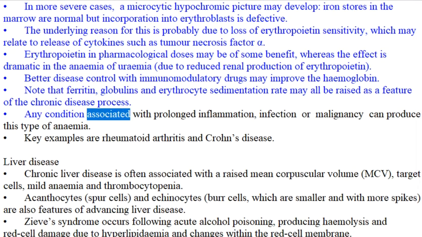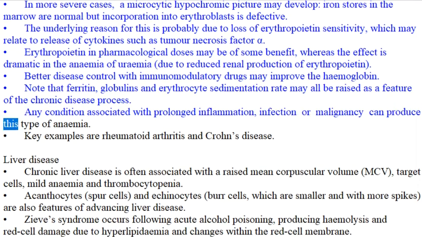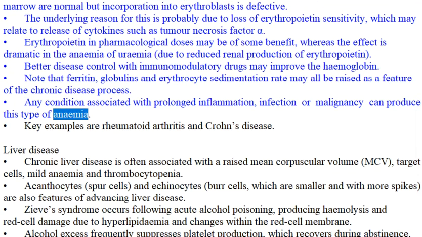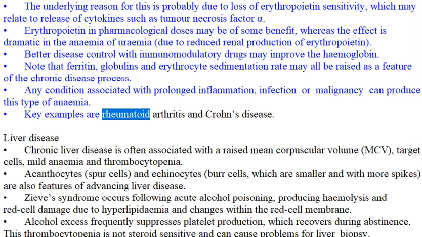Any condition associated with prolonged inflammation, infection, or malignancy can produce this type of anemia. Key examples are rheumatoid arthritis and Crohn's disease.